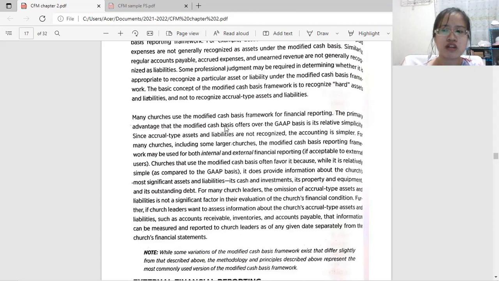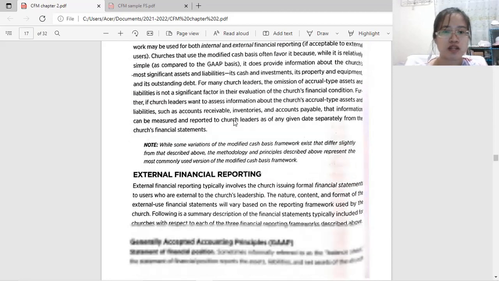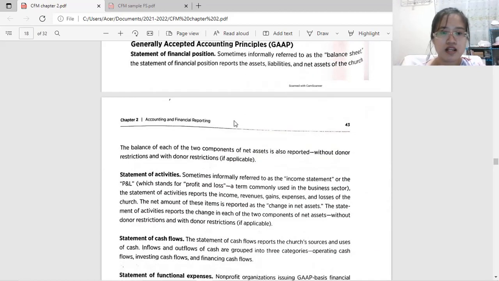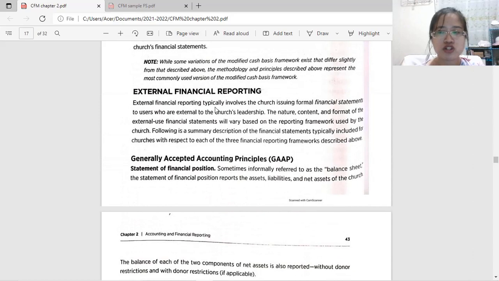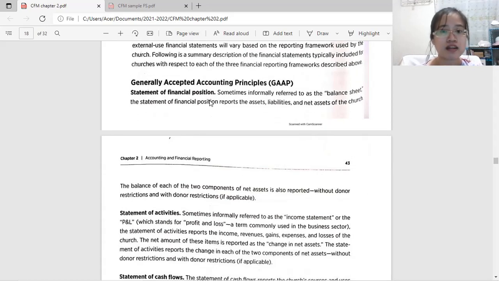But for other things, like in recognizing other revenue and expenses, they can use the accrual method, right? So that's modified cash basis. For external financial reporting, the SEC requires registered corporations to submit audited financial statements. Financial statements are actually a set of financial reports, and normally they follow the GAAP and the accounting standards.